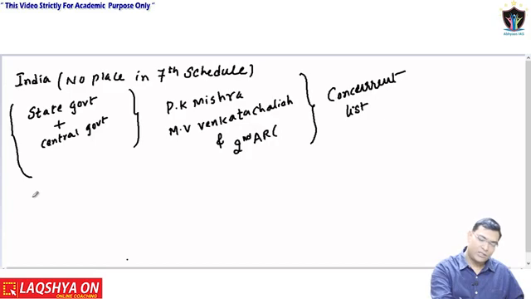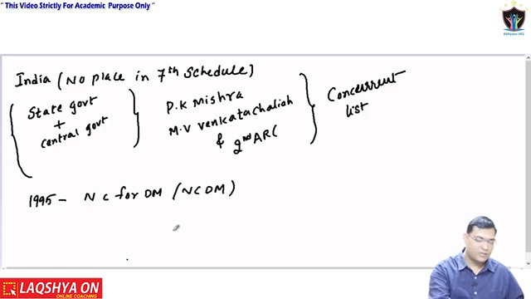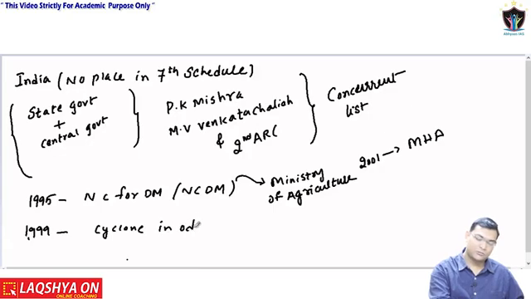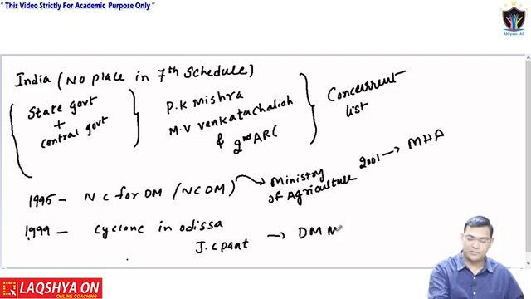So actually in the year 1995, there was a National Center for Disaster Management called as NCDM established, which was under Ministry of Agriculture. And in 2001 it was later on changed. It has moved to Ministry of Home Affairs. 1999, on the wake of cyclone in Odisha, J.C. Pant recommended to set up Disaster Management Ministry.